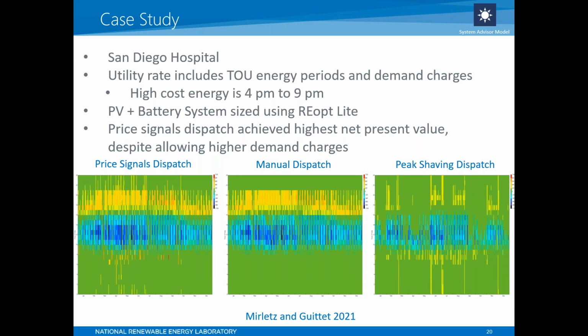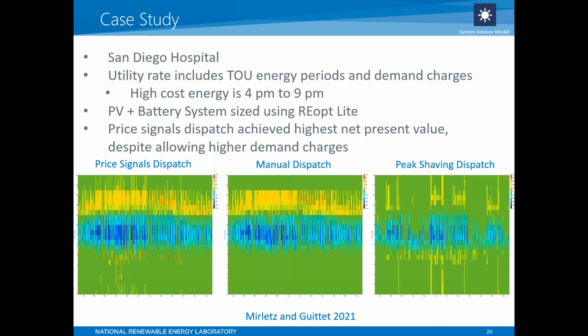So for the case study that Matt mentioned a few slides ago, we were looking at a San Diego hospital with a simulated load profile. The utility rate that we use in the case study includes both time of use periods for energy charges and demand charges. And the highest cost energy is from 4 p.m. to 9 p.m. We sized the PV and battery system for this case study using REopt Lite, and then compared the performance of the various SAM dispatch algorithms.